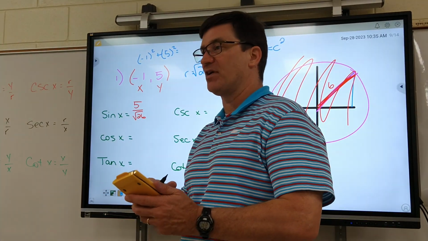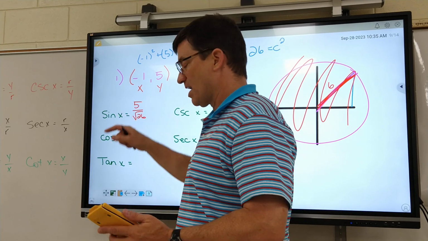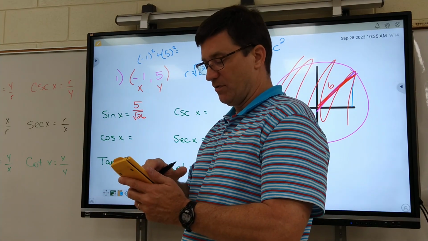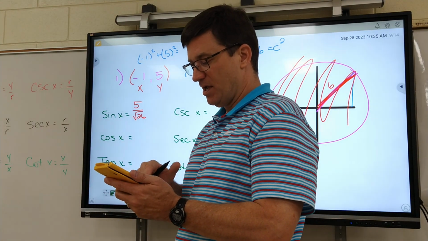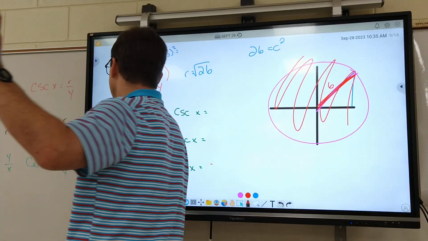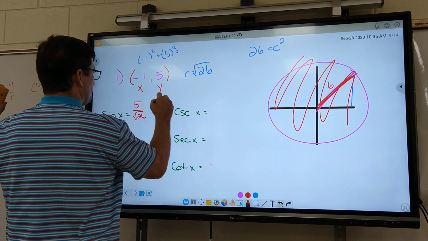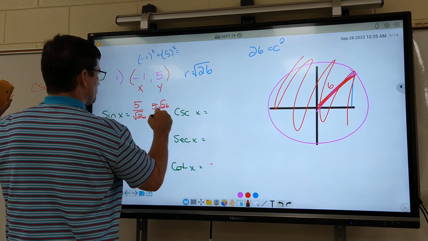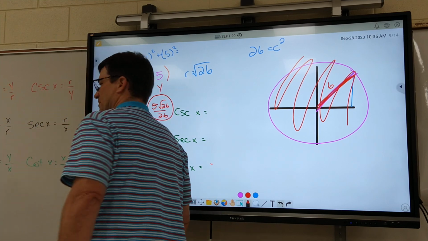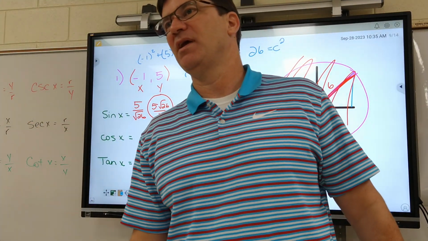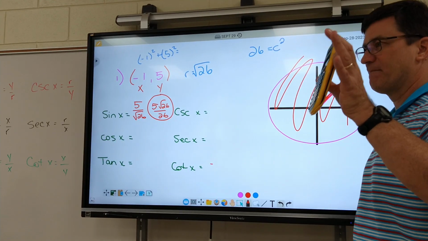Can I leave my answer like that with root 26 on the bottom? No, but since you're going to have your calculators for this, you can just type that in: 5 over root 26. It will simplify it for you. 5 root 26 over 26 would be my answer. So again, you can just type that in the calculator.